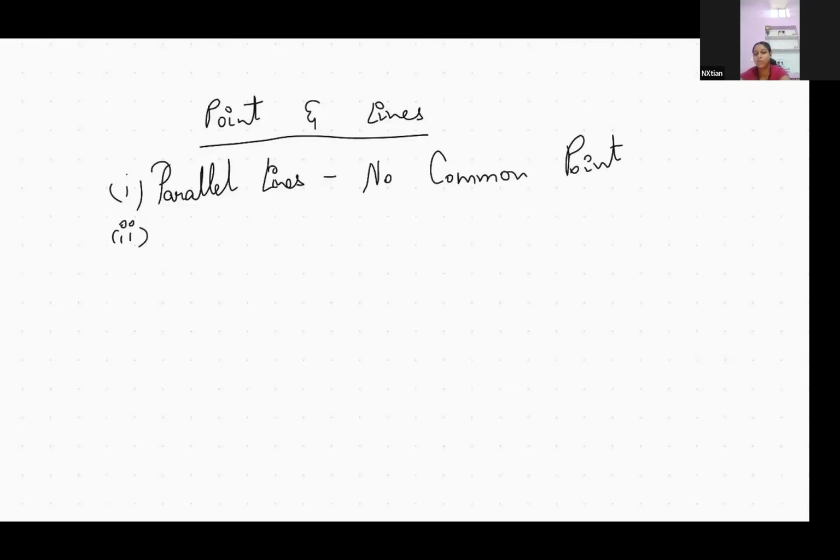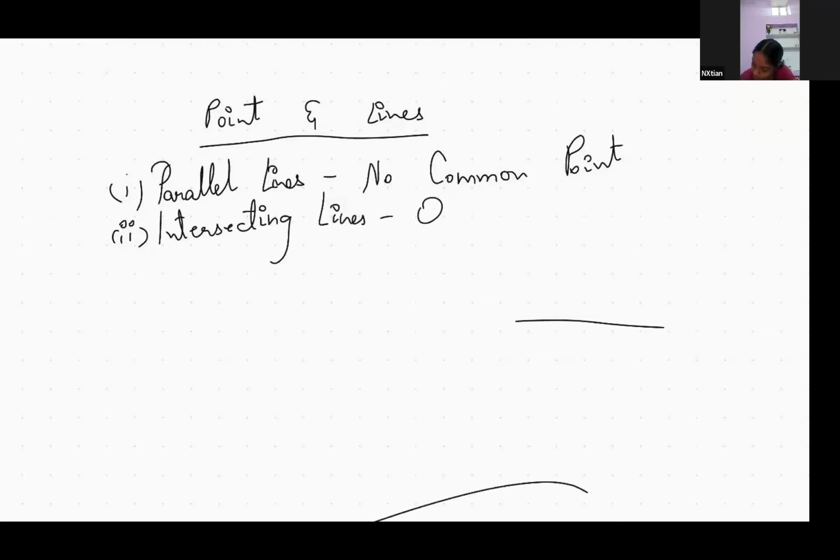Then the next, if we talk about intersecting lines, in intersecting lines, how many common points are there? One. Yes, one common point. All right. Intersecting lines. One common point.